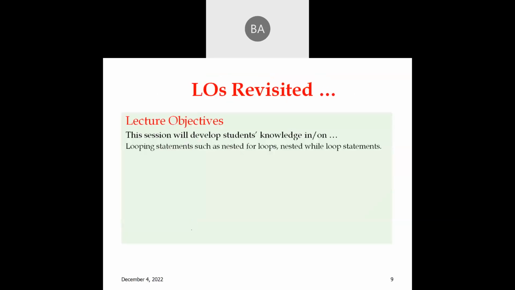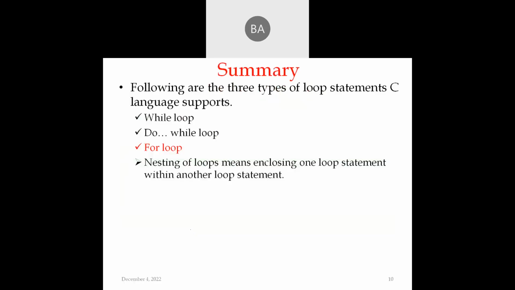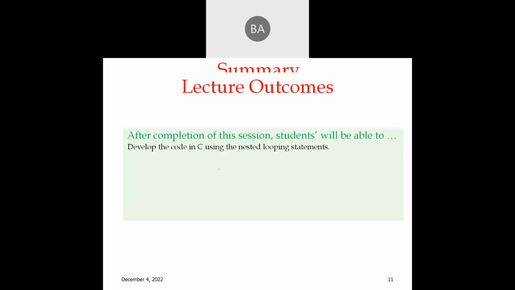So now the lecture objectives are revisited here. This session will develop the students' knowledge on nested loop structures: for loops you can nest, while loops you can nest, do while loops also we can nest. Okay, one for loop, one while loop, you can nest that. Fine. So this is the summary of today's session. The following are the three important types of loop statements we discussed. And nesting of loops means enclosing one loop statement within another loop statement. Any type of loop can be embedded within another loop among these three types of loops.